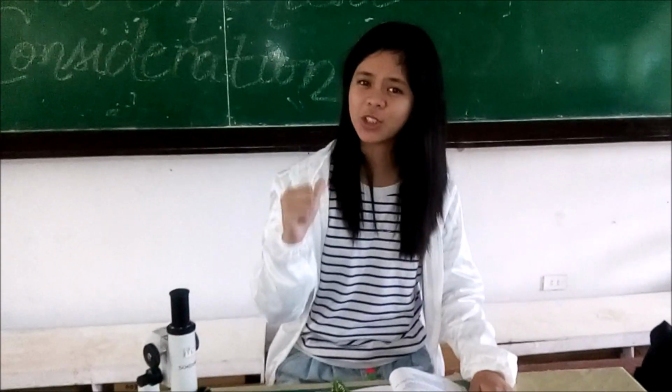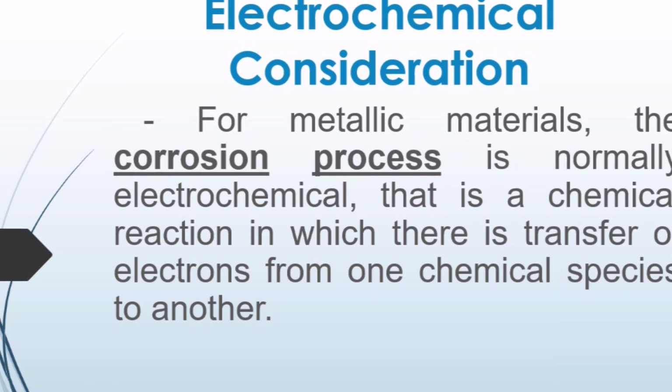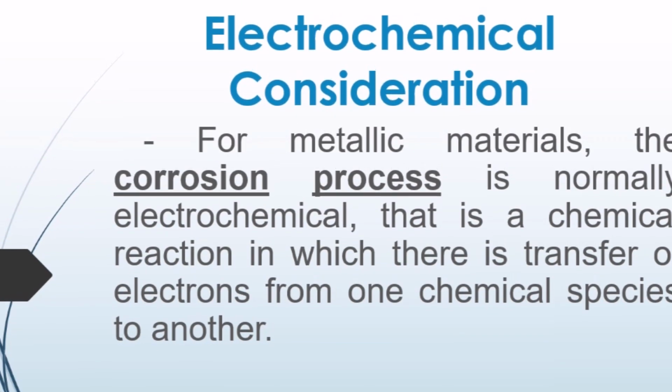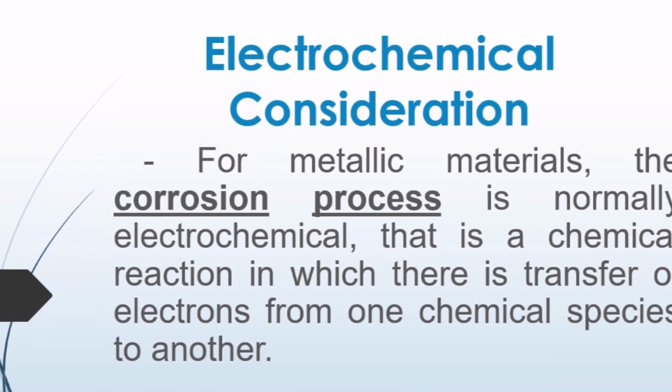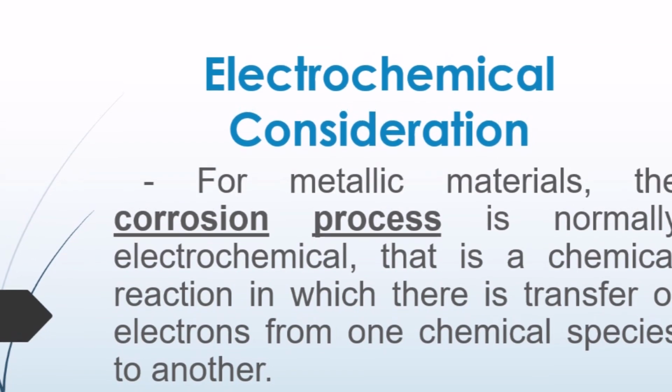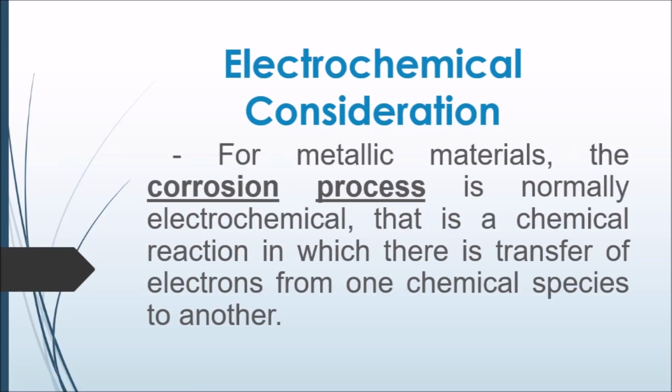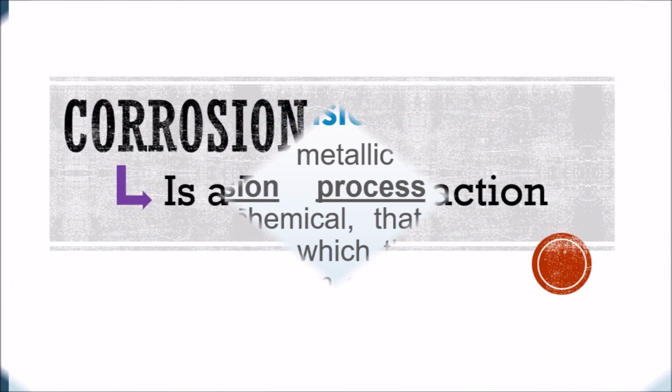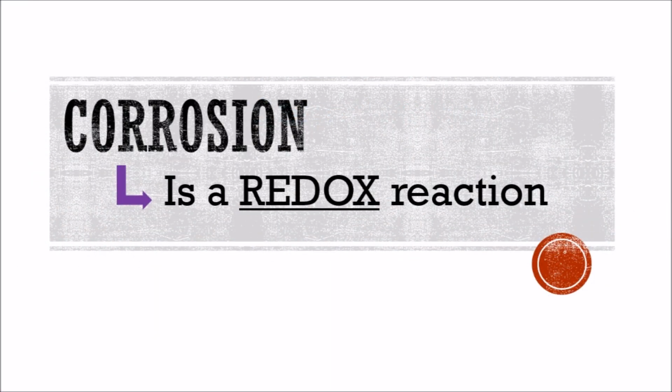My name is Sujat and we are going to discuss electrochemical consideration. For metallic materials, the corrosion process is normally electrochemical. That is a chemical reaction in which there is a transfer of electrons from one chemical species to another. In short, electrochemical consideration is a redox reaction, since corrosion is an application of a redox reaction.